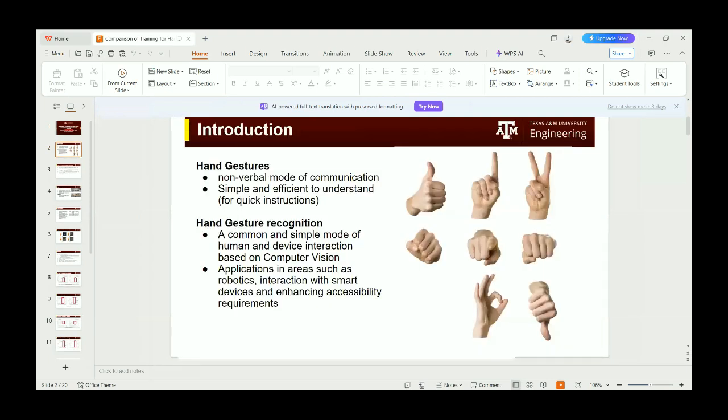Hand gestures. So hand gestures are a very good way to communicate that is non-verbal. They're very simple and efficient to understand, and a common and simple mode of human-device interaction based on computer vision. We could use computer vision to look at hand gestures in order to determine what action we want. And it can be applied in many areas such as robotics, interaction with smart devices, as well as for enhancing accessibility.